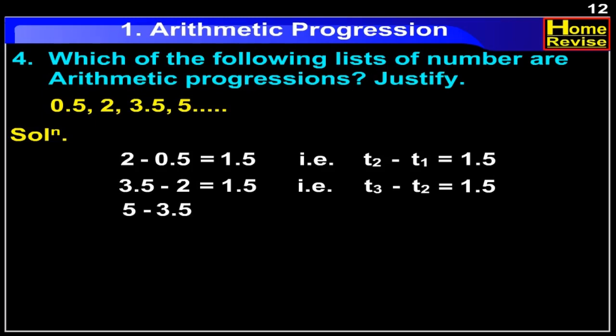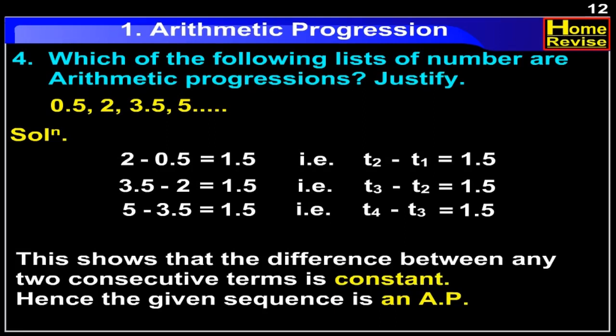Also, 5 minus 3.5 is equal to 1.5. That is, T4 minus T3 is equal to 1.5. Thus, the difference between two consecutive terms is constant. Hence, the given sequence is an arithmetic progression.